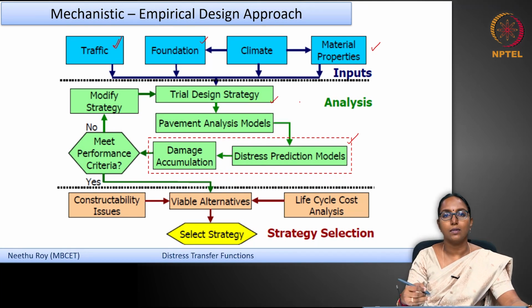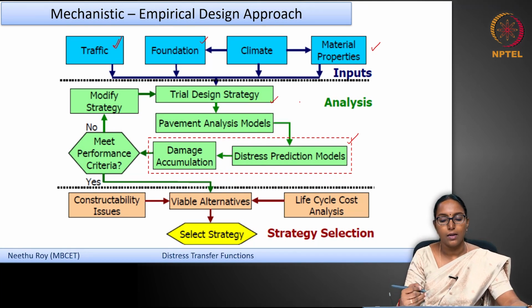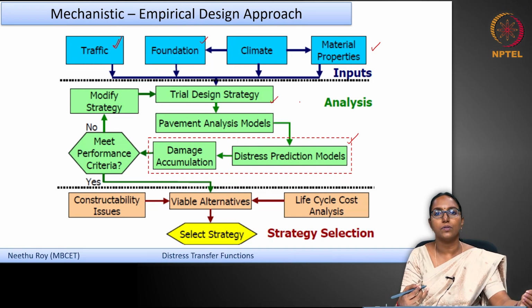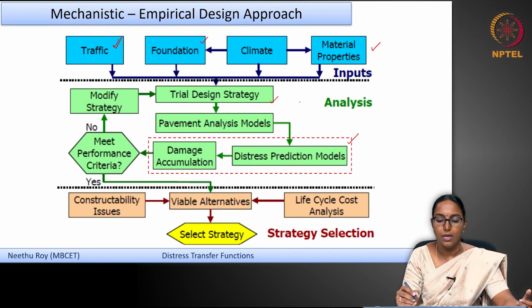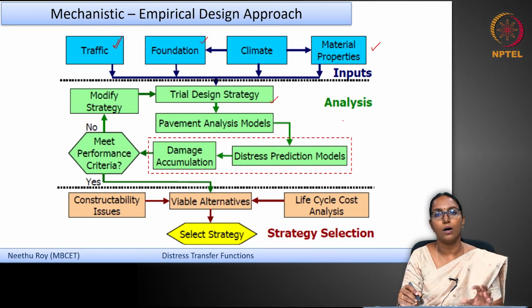The next key aspect in the design is to find out the amount of distress that happens, how the distresses progress in the pavement structure, and what amount of distress you can expect. For that you need some distress prediction models. From those models, you should be able to find out what distresses are being developed and how the damage accumulates in the pavement structure over the design period.